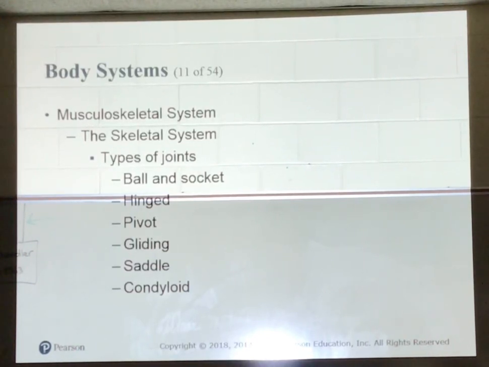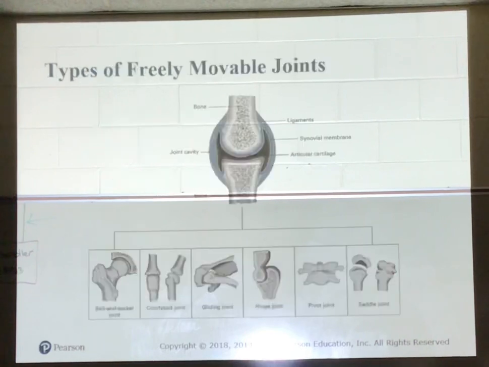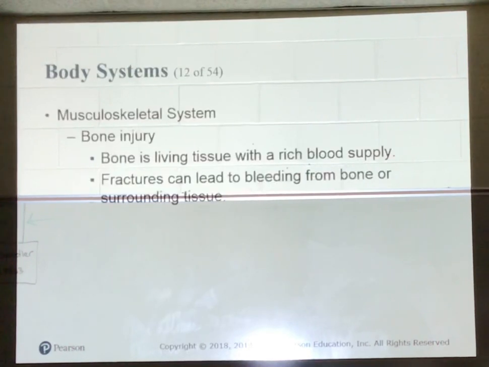Condyloid joints. This is a modified ball and socket that permits limited motion in two directions. You have this in your wrist. You can move your wrist up and down, but you can't rotate it completely. Alright, here's pictures of all the joints.